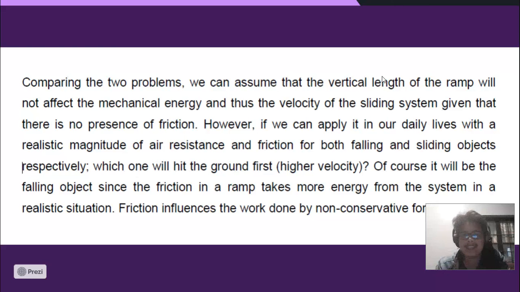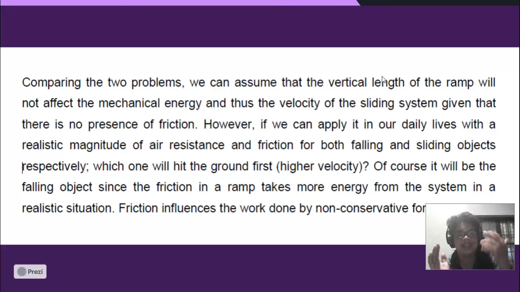Okay, the horizontal length of the ramp, or the length of travel ng ball, will not affect the mechanical energy. We are always looking at the vertical position or the height of the ball or of the system, and thus the velocity of the sliding system given that there is no presence of friction.